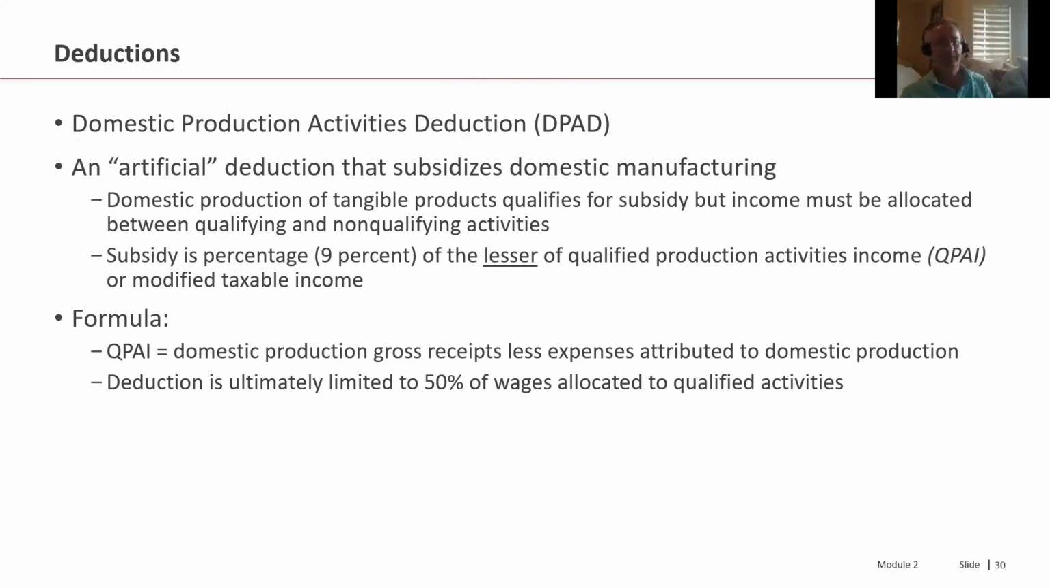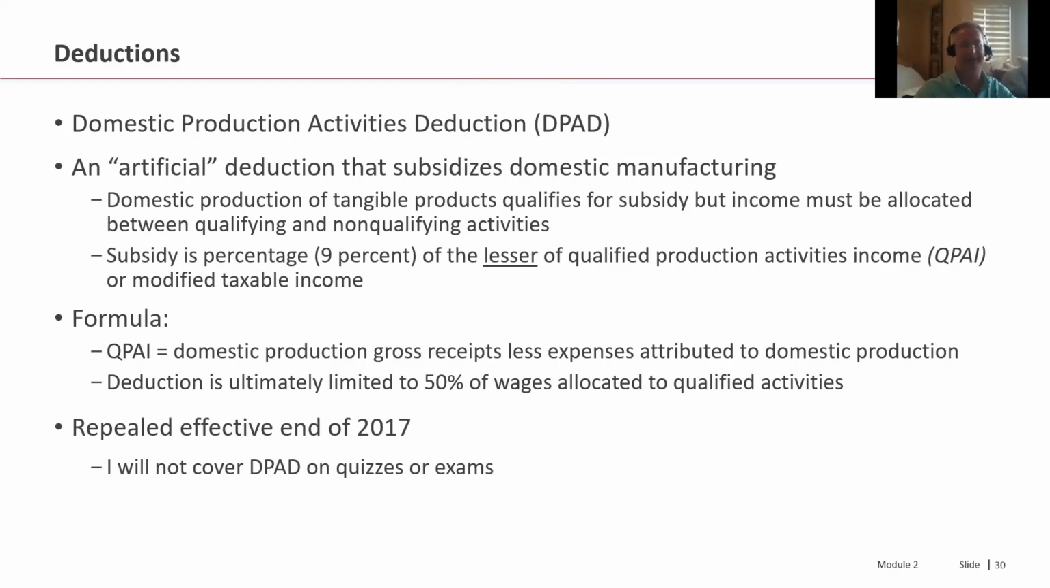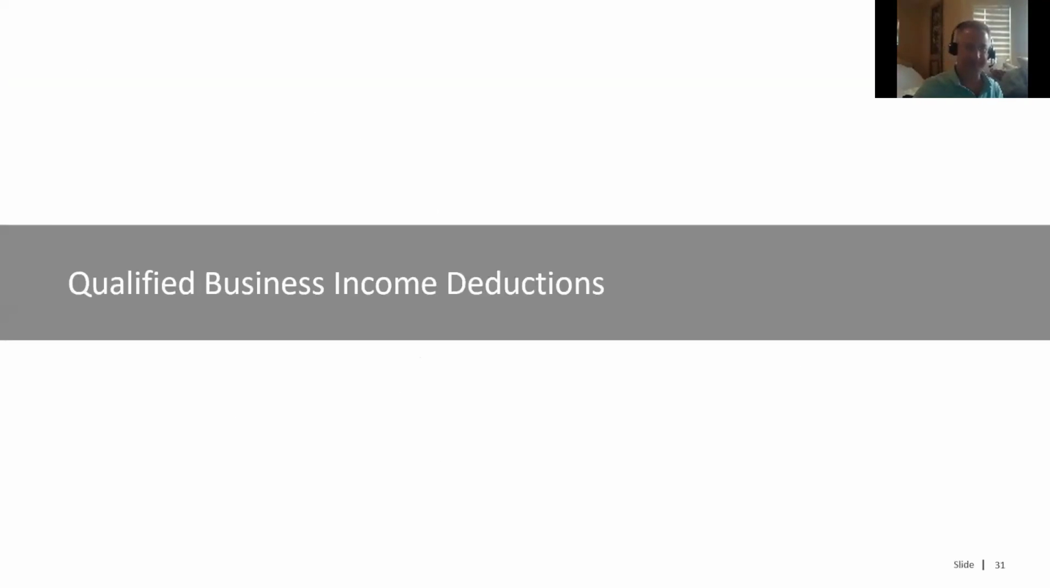Okay, so there used to be this awesome thing called the domestic production activities deduction. And you know, as soon as I refer to it in the past tense, what it means is it's gone. That's correct. The DPAD was repealed at the end of 2017. As a result, this might be the best news you have in this entire video lecture. No DPAD, no quizzes, no exams. You won't see it. It's in the book. As far as I'm concerned, you can just skip it. It might come back someday, but it seems unlikely.